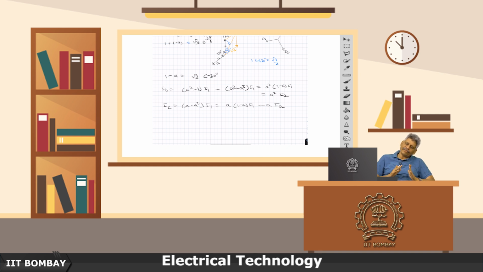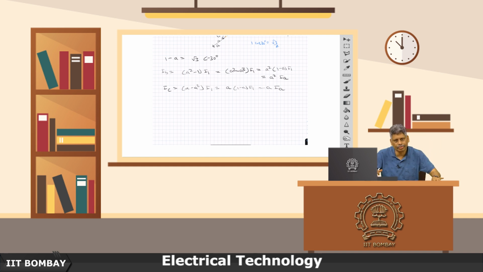So, therefore, the line current in the C phase leads the line current in the A phase by 120 degrees, otherwise it is equal in magnitude to the line current in A phase, which itself is root 3 times the phase current. So, everything is perfect, we have really done a good job. So, good job so far.